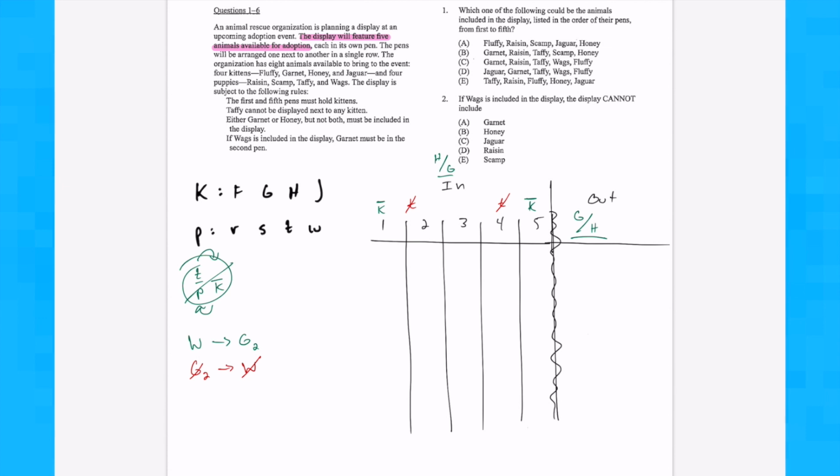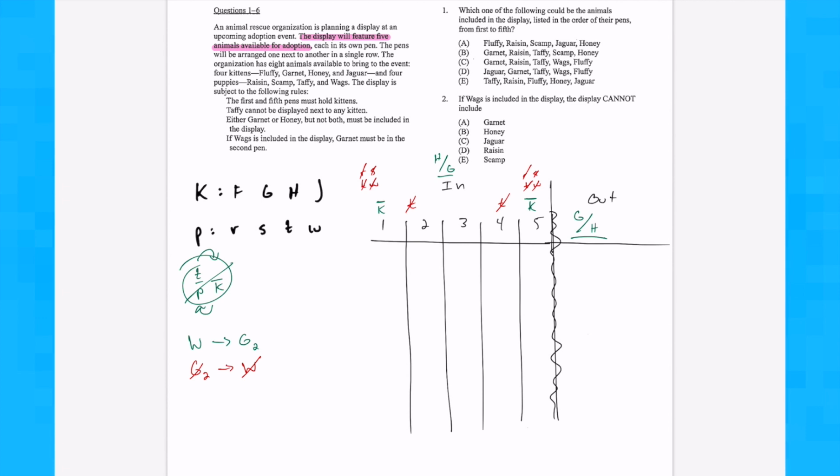And then of course I can say things like none of R, S, T, or W can go first. None of R, S, T, or W can go fifth because those have to be kittens. G or H are both kittens. And so again, if T is in, I would have to place H or G first or fifth. I don't know that I want to make that a deduction though. I'm not seeing any other deductions, so let's go ahead and jump into the questions.